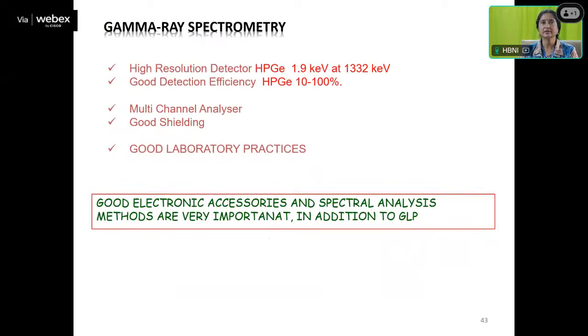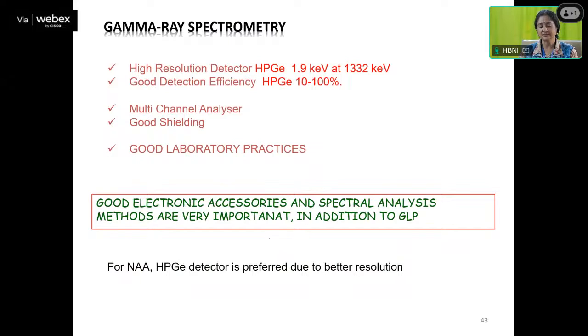So now gamma ray spectrometry. After irradiation, you have to subject your sample to gamma ray spectrometry. A high resolution detector like HPGe is used, with good detection efficiency of 10 to 100%, and a multi-channel analyzer is used. Good shielding has to be there, and the person handling this type of radioactive sample should follow good laboratory practice.